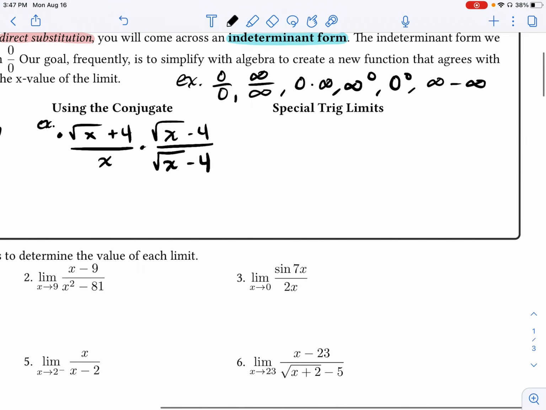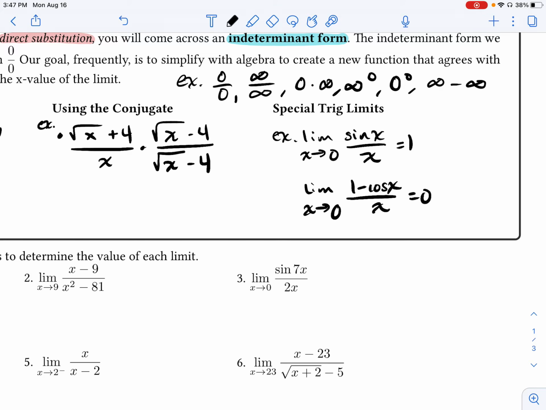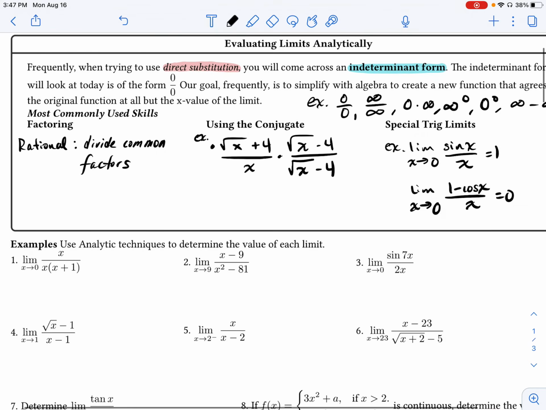And sometimes we may want to use special trigonometric functions, or special trig limits, I should say. The two most common ones are the limit as x approaches 0 of sine x over x, that's equal to 1. And the other one is the limit as x approaches 0 of 1 minus cosine x over x is equal to 0, something like that. Okay, they're obviously the more obvious ones, but this is where we'll start for now. So let's take a look at a couple of these problems here.